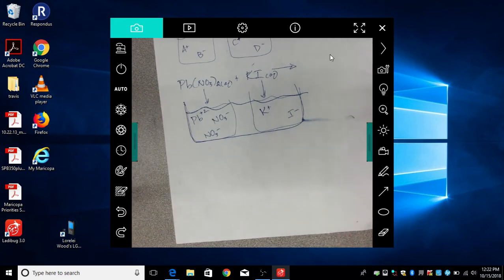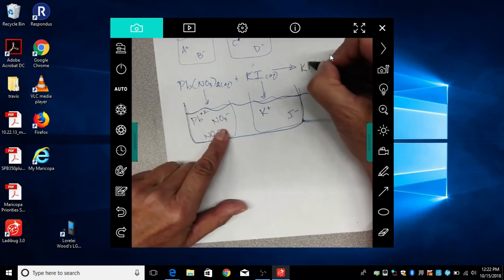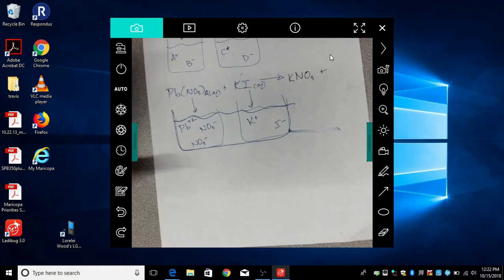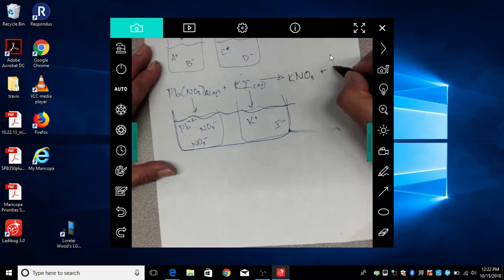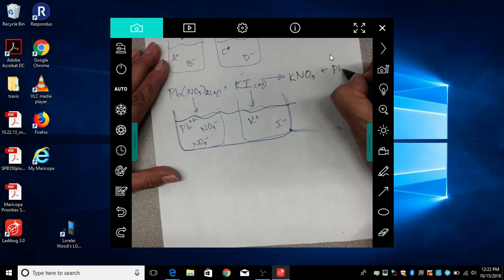All right. So who might precipitate? Potassium might be able to hook up with nitrate, right? Who else might be able to hook up? Iodine with who? Who might iodine hook up with? Lead. All right, so lead and iodine might hook up.